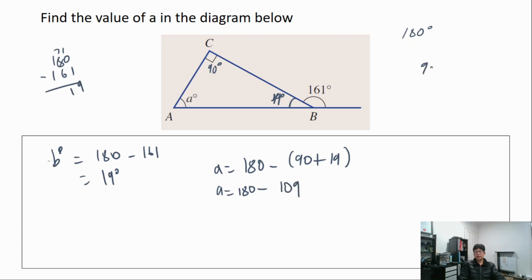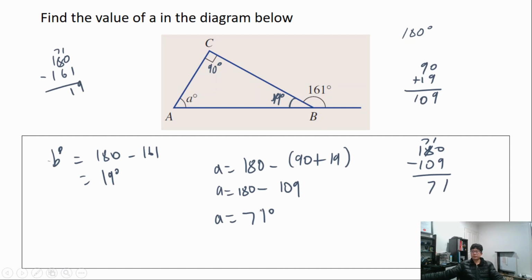I'll just do that up here just to show you. 9 plus 0 is 9. 9 plus 1 is 10. And next step, A equals 180 minus 109. I'll do that quickly over here. 10 minus 9 is 1. 7 minus 0 is 7. And we have A equals 71 degrees. Remember, if you are confused at any point, just make sure to ask your teacher. We'll be happy to help you.